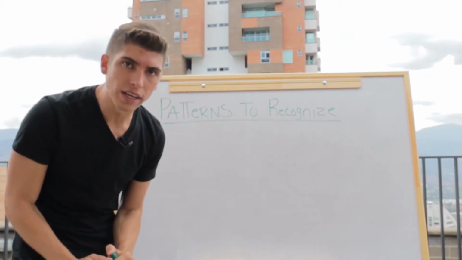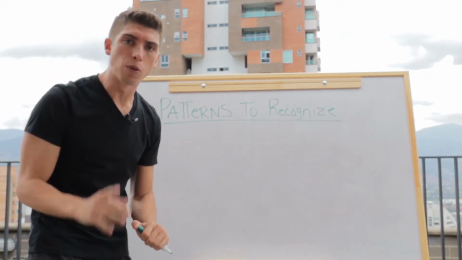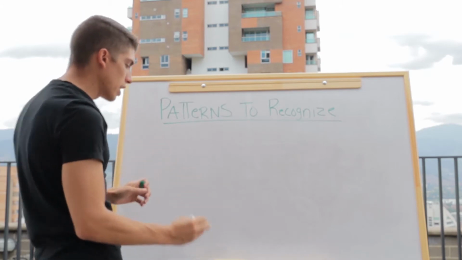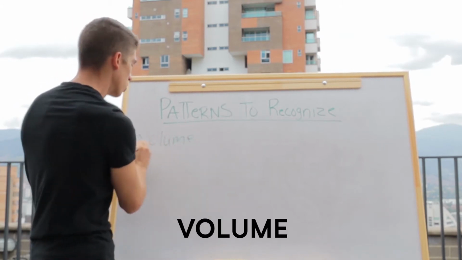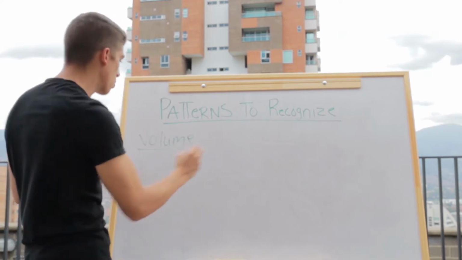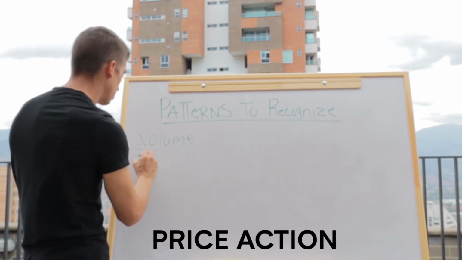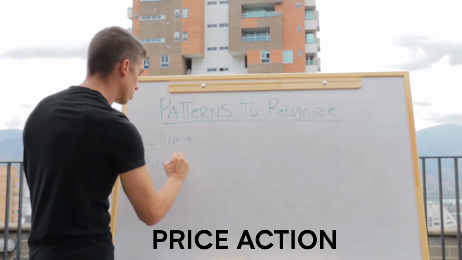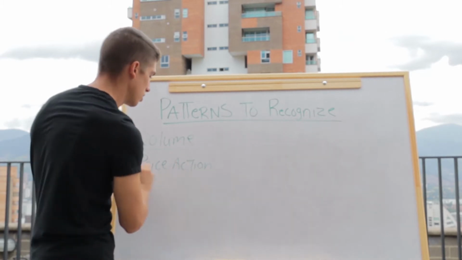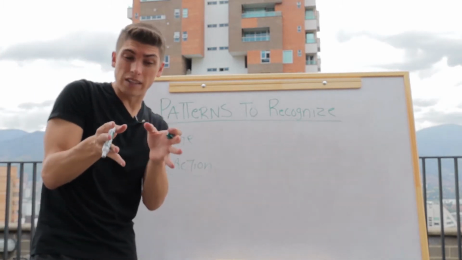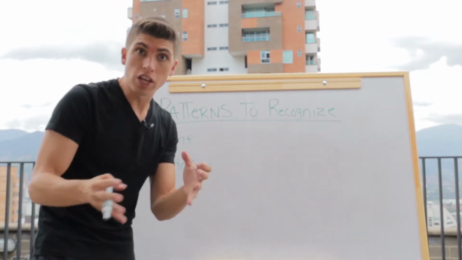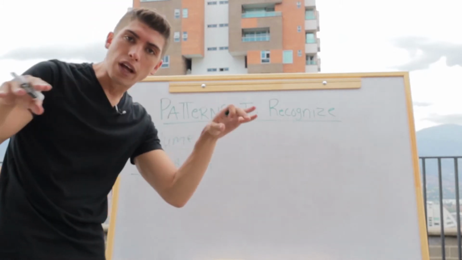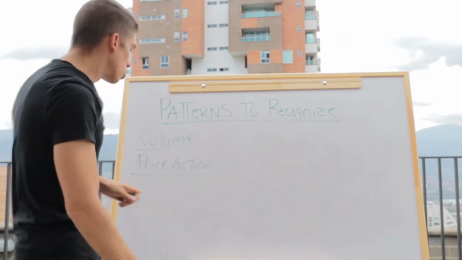A pattern to recognize in the stock market is pretty simple. First of all, what you're looking for is volume, okay? So you're looking for volume. Once you have volume, that's a very good start. Then you want to look for price action, right? Price action is pretty sweet because what price action is doing is moving the price pretty constantly, right? It's not just sitting flat and not doing anything. So you want price action.